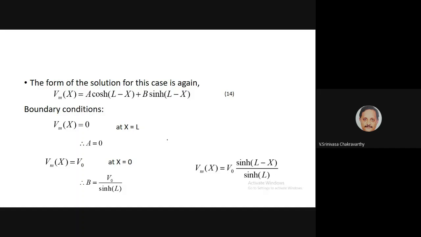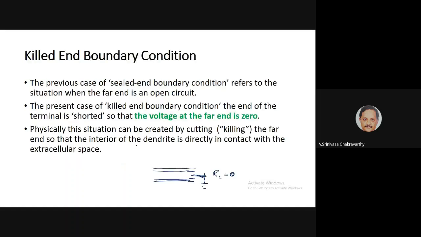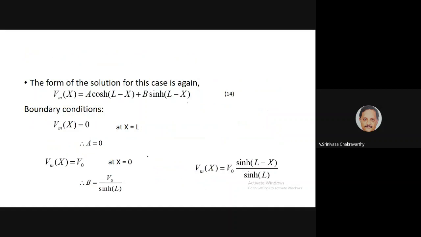Again, we'll try to solve for V(x), Vm(x) and Rin in this case. It is quite straightforward, and follows a similar pattern to what you have done in the previous case. Start with the same expression, Vm(x) = A cosh(L − x) + B sinh(L − x). The boundary condition is, since it is shorted at the far end, RL is 0. So the voltage here is also 0 because it's shorted to the ground. So Vm(x) equals 0 at x equal to capital L.